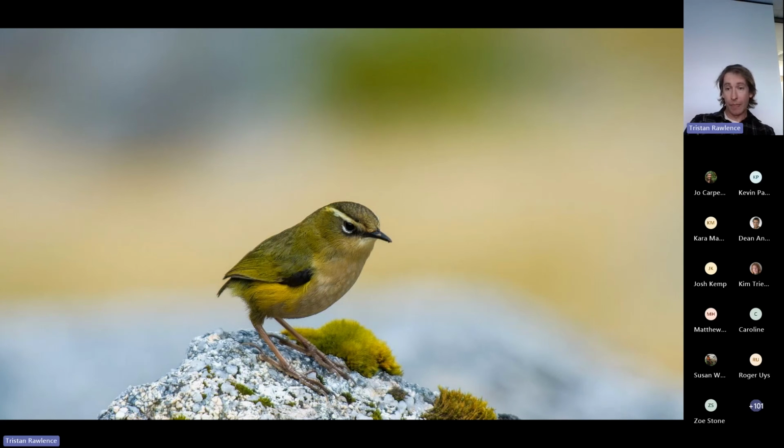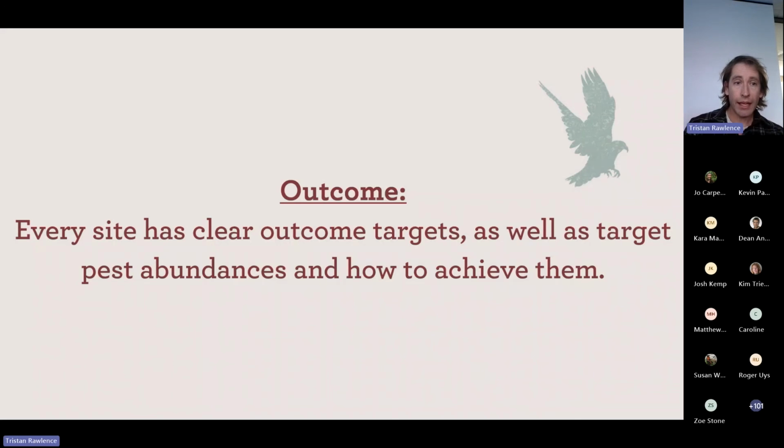Finally, for each operation, there's a list of benefit and key species. Now, these benefit species are species that will actually benefit from the management that's been delivered at the site rather than every species that's at the site. So the outcome here is every site has clear outcome targets as well as a target pest abundance and how to achieve them.